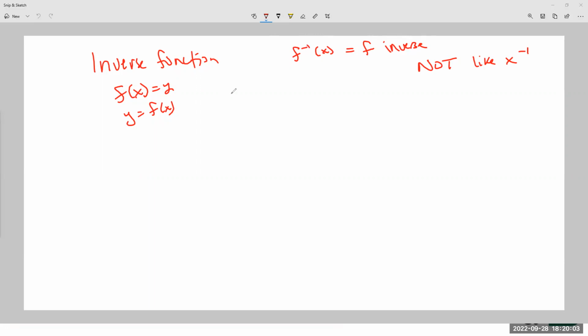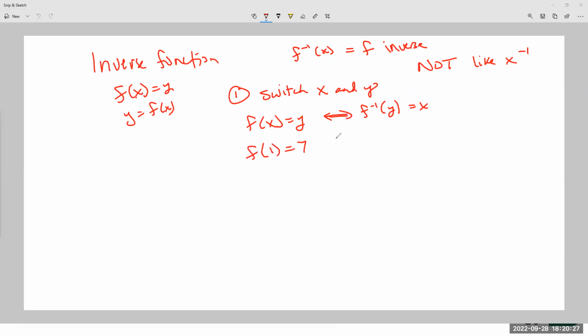There's two different ways to think about it. One is it's going to switch x and y. So if f of x equals y, then f inverse of y equals x. So if I have any particular values there, if I have f of 1 equals 7, then that means f inverse of 7 equals 1. If I have a point (2,3) on the graph of f, then the graph of f inverse will have the point (3,2).